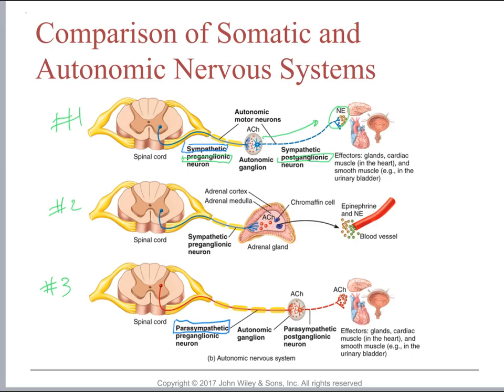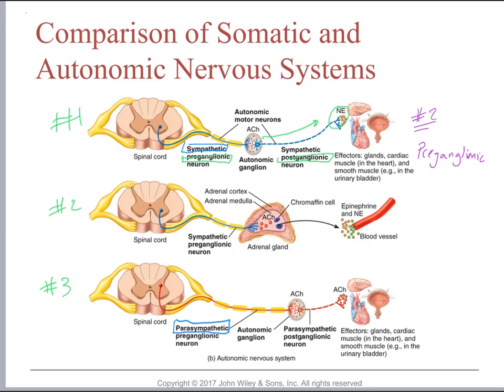We kind of saved the middle of the road, the oddball out here for last. Now, let's look at what's going on here. Look at the preganglionic neuron. It's very similar to one. But wait a minute. We're using this word preganglionic.